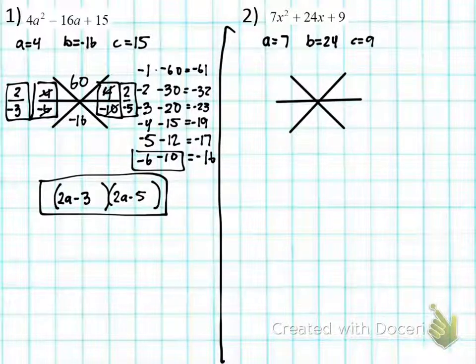We know that a is 7, so we're going to put 7 and 7. A times c, 7 times 9 is 63. And 24 is in the middle. So we're asking ourselves, what times what is going to equal 63?